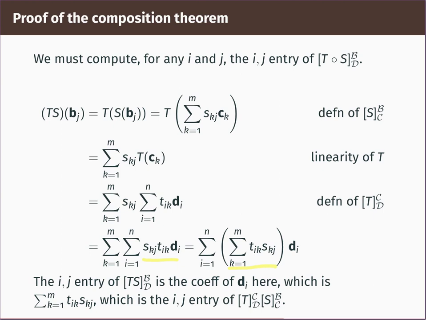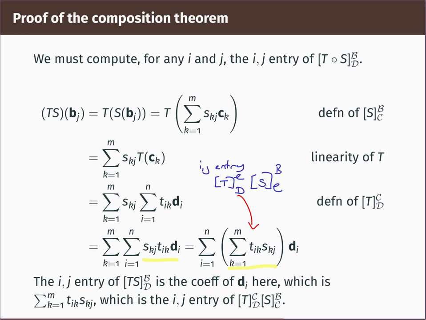But of course you'll recognise that from when we learned about a formula for the product of two matrices. So what is there in the brackets is exactly the ij entry of the matrix product of the matrix of T with respect to initial basis C, final basis D, and the matrix of S with respect to initial basis B and final basis C.